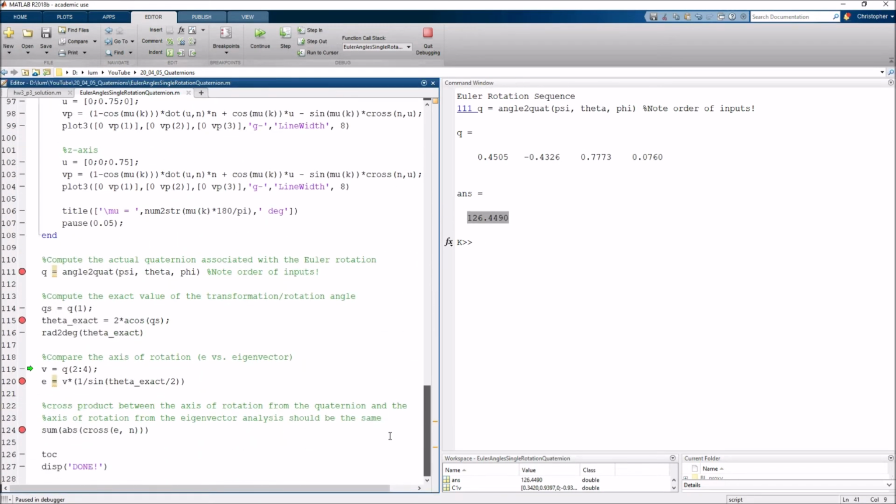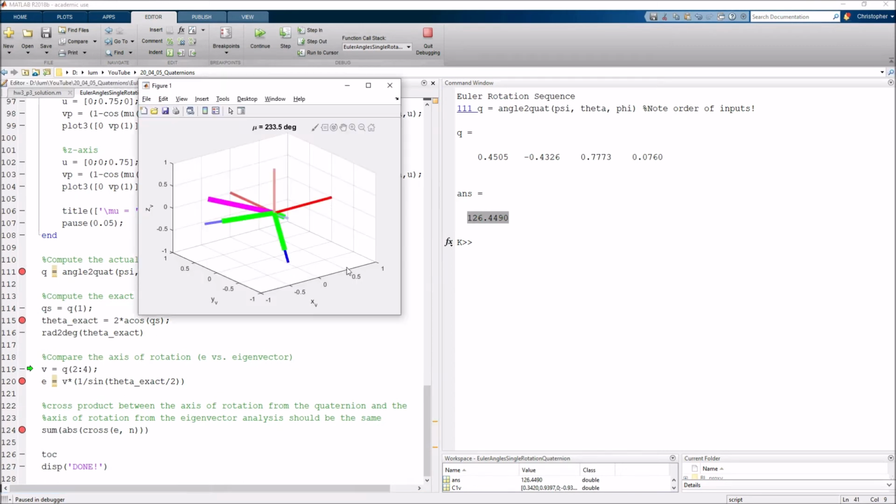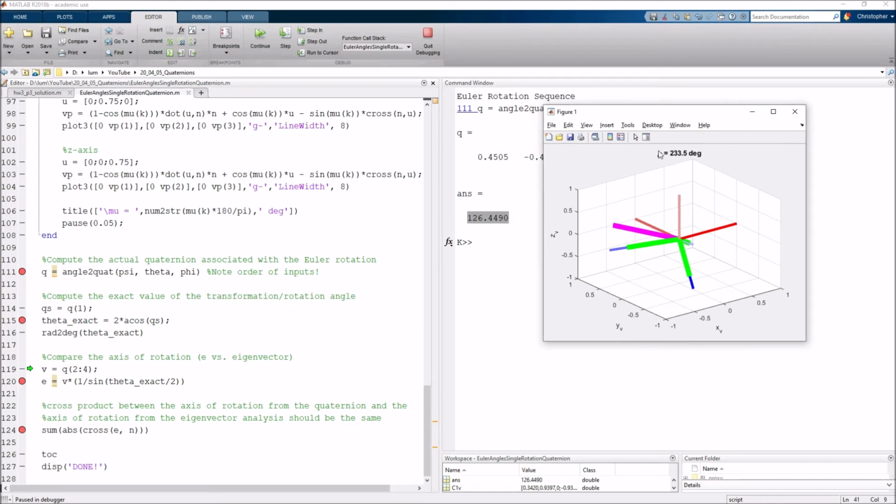So now, the next thing we need to do is get that axis of rotation. We already know what it is, again, via eigenvector eigenvalue analysis. That's this magenta line right here in 3 space. Let's just make sure that the Quaternion gives us the same information.